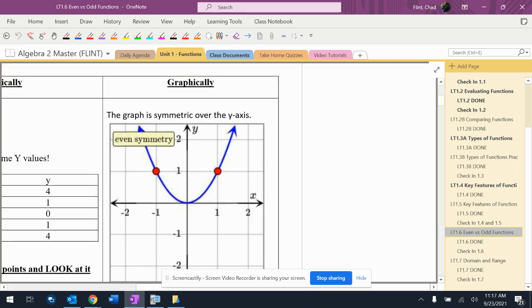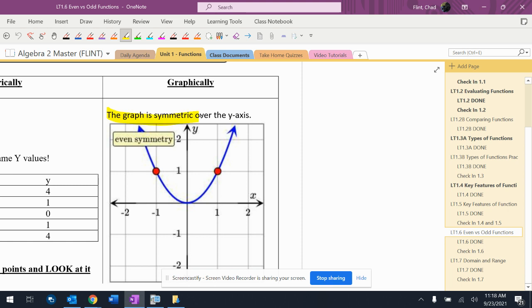If it's even, the graph is symmetric over the y-axis, meaning that the y-axis is a mirror. It should go directly right down the middle, and it should fold back right onto itself. All right, the y-axis is a mirror.